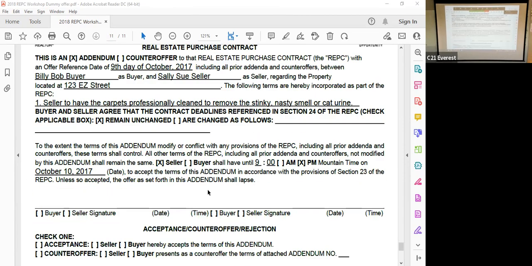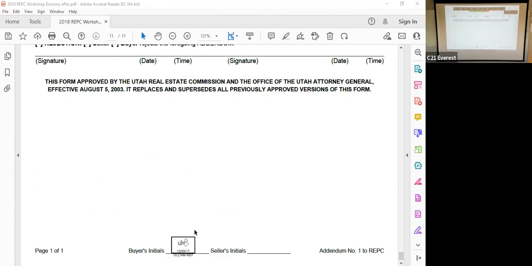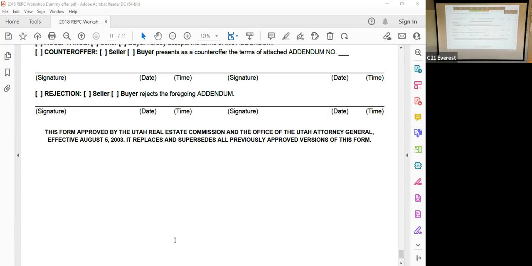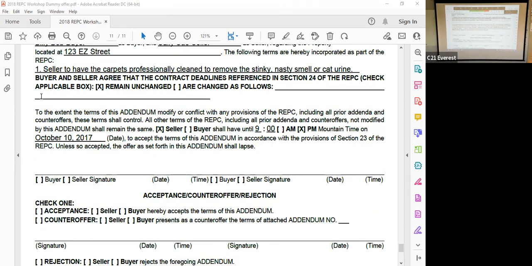But in the event this last one was done later, and I wish when I did this that I had not signed this one until 10/28, because then we could have said clearly this one was after. But just know, the main thing I wanted you guys to take away is that to the extent the terms of this addendum modify or conflict with any prior, the terms of this one control.